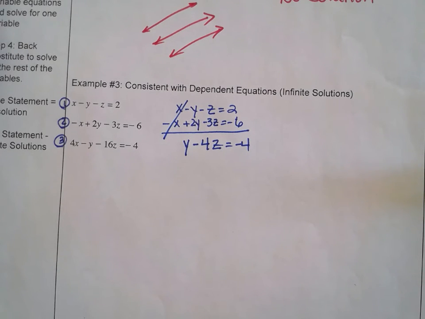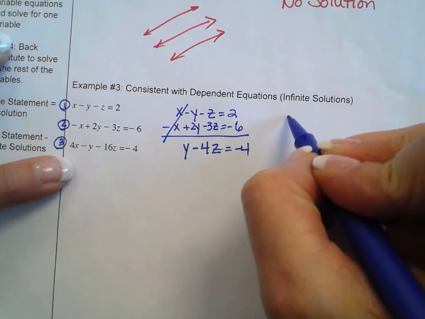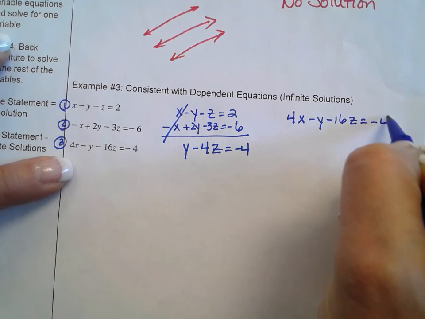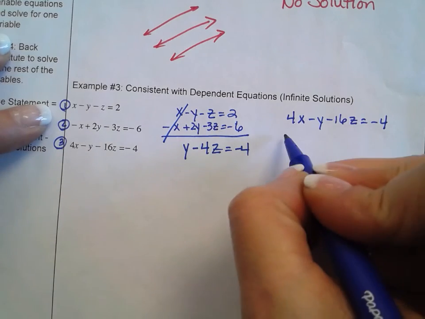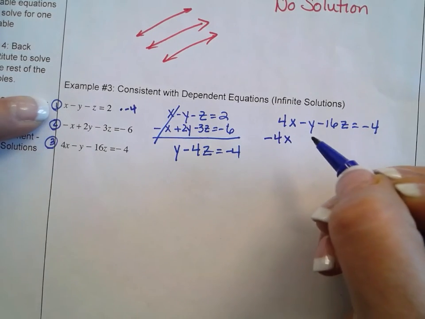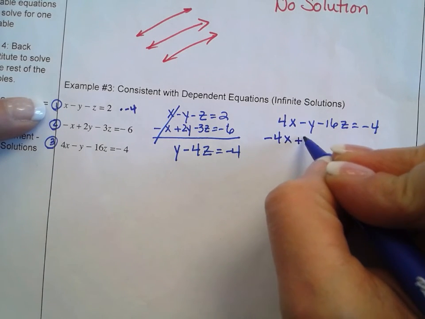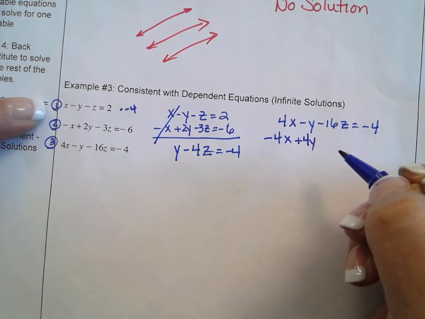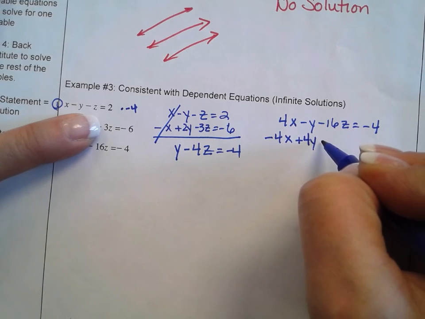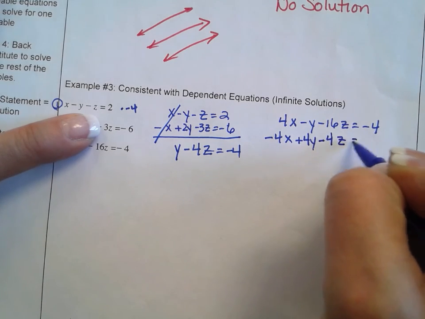Okay. All right. Now, would you like to do 1 and 3 or 2 and 3? 1 and 3? Okay. So I have 4x minus y minus 16z equals negative 4. And number 1, I'm going to have to multiply by negative 4, so that my negative 4x will cancel. So that leaves me with a 4y, right? Negative. Yeah, you're right. Okay. And negative 4z equals negative 8.